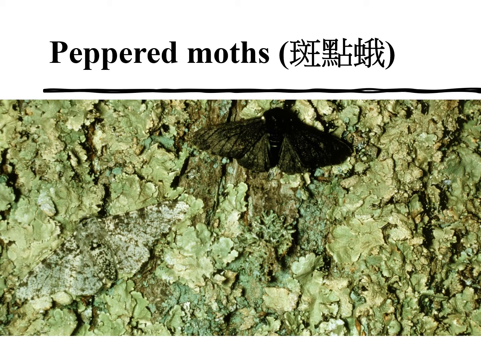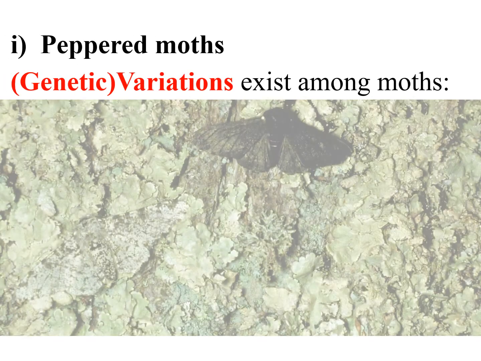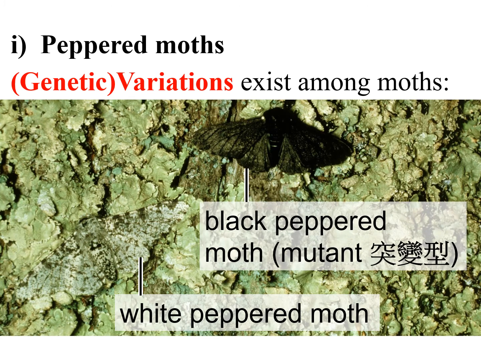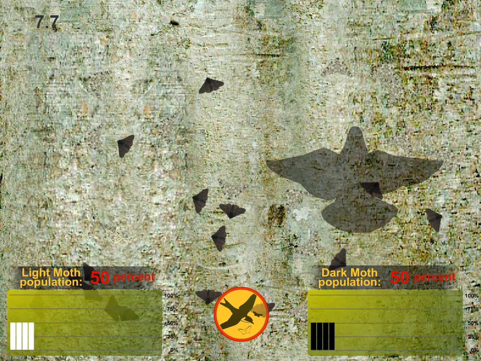Peppermorph, can you spot the 2 different types of peppermorph on the tree trunk? To understand natural selection, we must know that in the world, there are genetic variation among the peppermorph. There are white peppermorph, and the other one is a mutant of the white peppermorph, the black peppermorph. There are variations existing among the morph. At the beginning, the population percentage or the population proportion of the white peppermorph and the black peppermorph are exactly the same. Both of them are 50%.